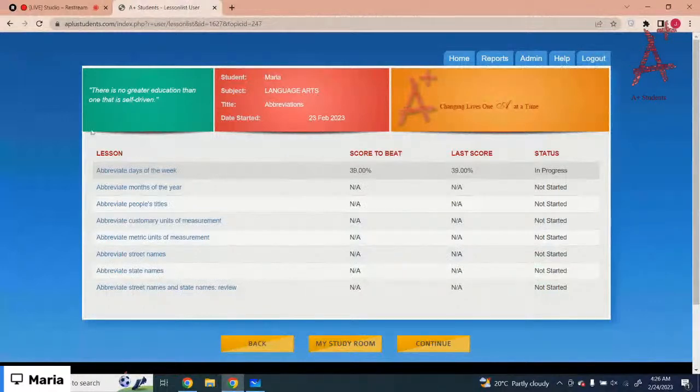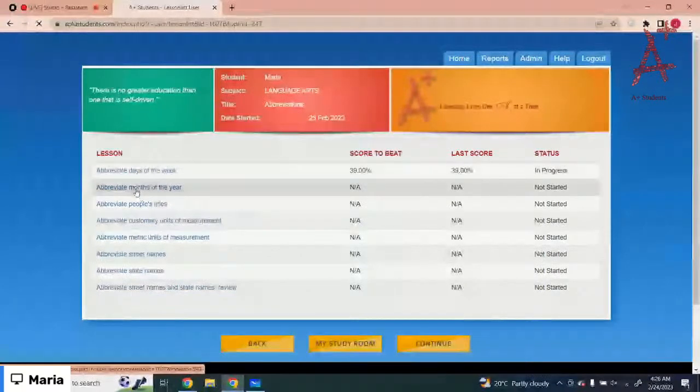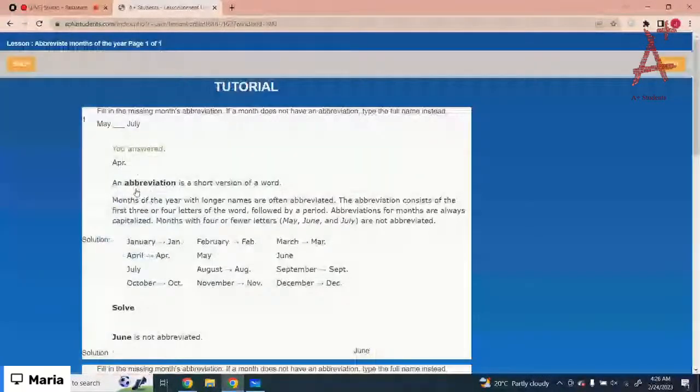You can abbreviate the months of the year. Like you can write just three letters. January, you can write Jan, then a full stop. February, you can write Feb and a full stop. March is Mar and a full stop. April, you just have to write down the first three letters of the name of the month. Got it?